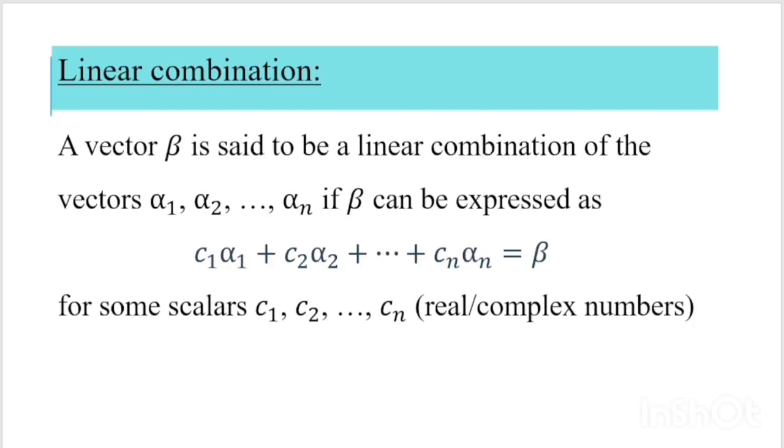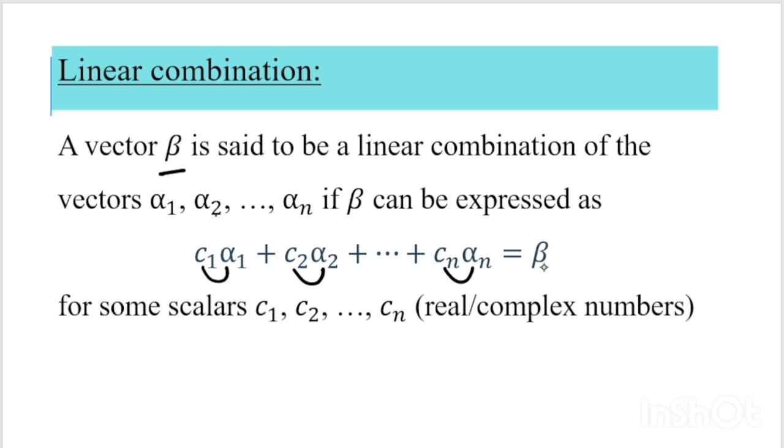Now learn the mathematical definition. A vector beta is said to be a linear combination of the vectors alpha 1, alpha 2, up to alpha n if we can get some scalars c1, c2, up to cn such that पहले स्केलर को पहले वेक्टर के साथ मल्टीप्लाई किया, दूसरे स्केलर को दूसरे वेक्टर के साथ मल्टीप्लाई किया, nth वेक्टर को nth स्केलर के साथ मल्टीप्लाई किया एंड देन सबको ऐड किया एंड दैट बिकम्स बीटा.